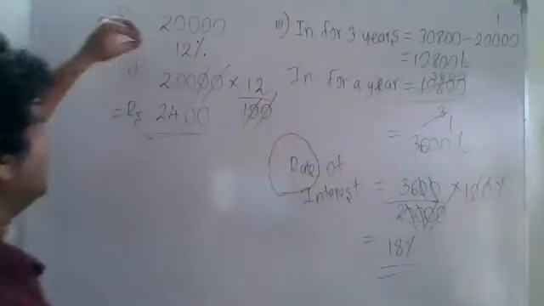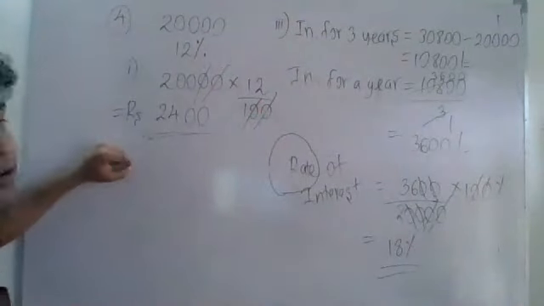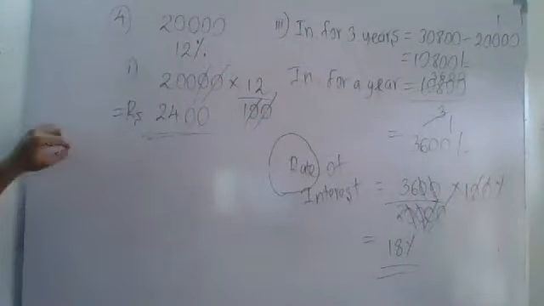Now we find the interest on the bank loan. Write this step: then interest for 3 years for the loan. What's the interest for 3 years for the loan?